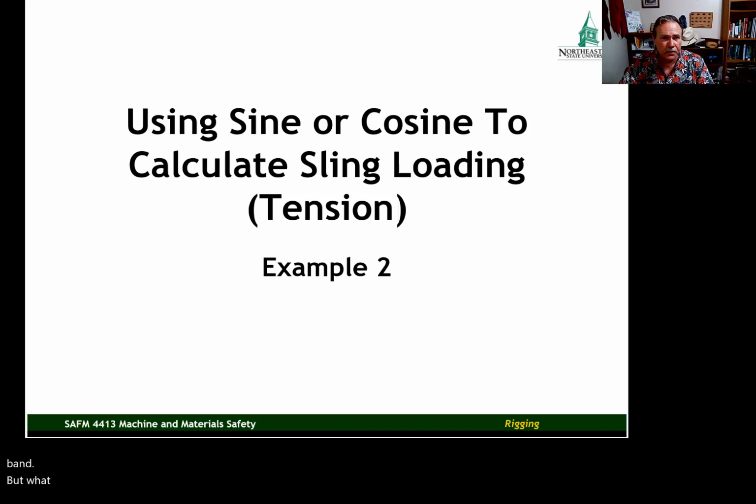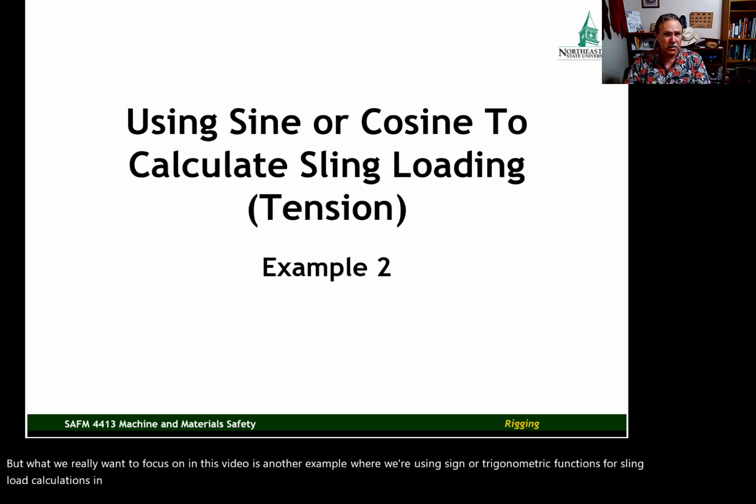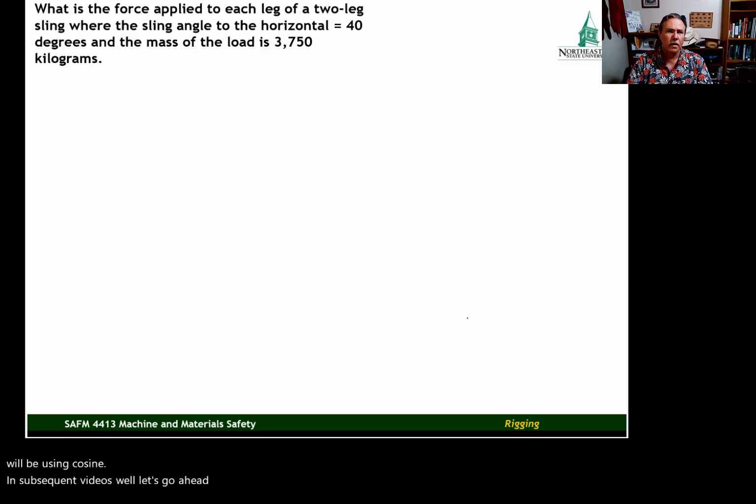Really want to focus on in this video is another example where we're using sine or trigonometric functions for sling load calculations. In these first two examples, we're going to use sine for both of those, but we will be using cosine in subsequent videos. Well, let's go ahead and jump into this one.